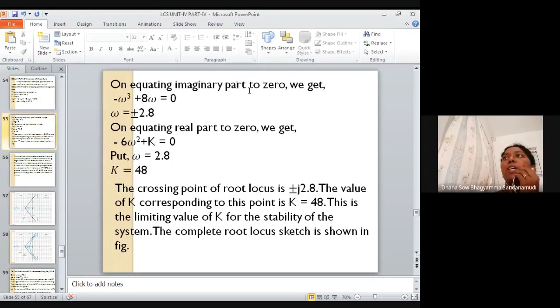Equating imaginary parts to 0, we get minus omega cube plus 8 omega equal to 0. From that you will get the omega value, which means you have got the crossing point on the imaginary axis. Omega is the crossing point on the imaginary axis. On equating real parts to 0, you will get minus 6 omega square plus k equal to 0, and omega is 2.8. Substitute the omega value here, you will get the k value. This k value is the limiting value for stability of the system. I hope you have taken the screenshot.